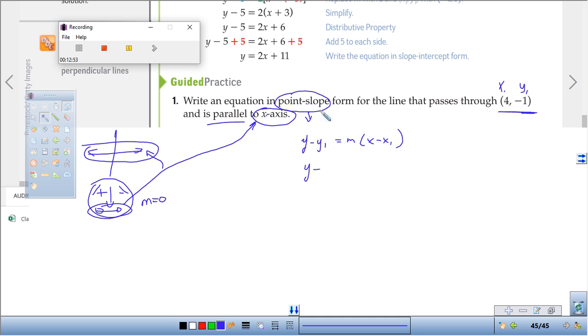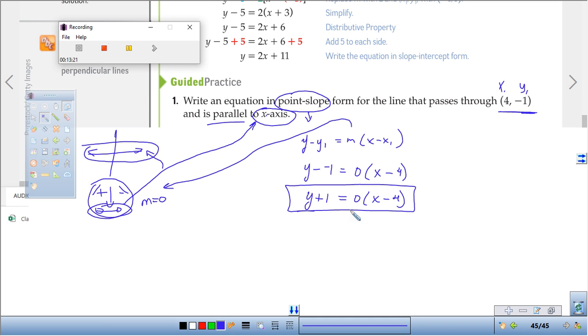Y minus y1, which is negative 1, equals m. My slope m, I'm going to get it from over here, 0. And then we'll go to x minus x1, x minus 4. And there she goes. This is kind of right, but wrong. You see this part here? We're not going to write that like that. We're going to leave it as y plus 1 is equal to 0 times x minus 4. And there is my final answer.